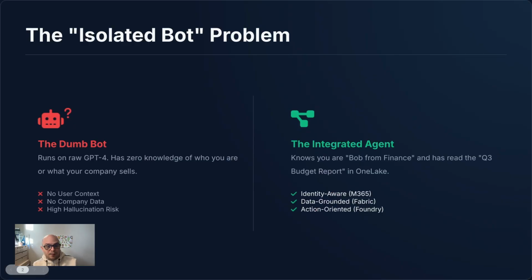The silo problem. Why do most AI projects fail? Because they built Doom bots. A Doom bot is just a GPT wrapper. It talks eloquently, but it doesn't know who you are and it doesn't know what your company sold yesterday. To build an integrated agent, we need two missing pieces. User context, I'm Luis, the CTO, and data grounding. Here is the Q3 spreadsheet, for example. If you miss either of these, your agent is a toy.